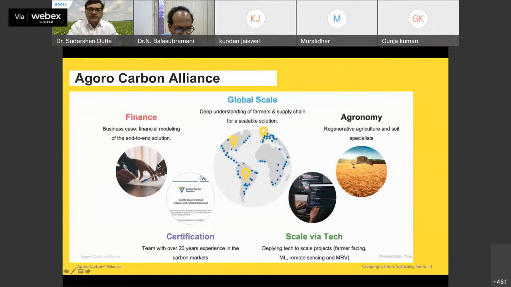Agoro Carbon Alliance is a global organization, and we work across the entire value chain. We start from agronomy, then scale it up to the global scale, and we also help farmers take part in the certification process, which is basically signing a contract and how the farmers get paid. We also work with off-takers who want to fund this kind of project for the benefit of farmers as well as the environment.